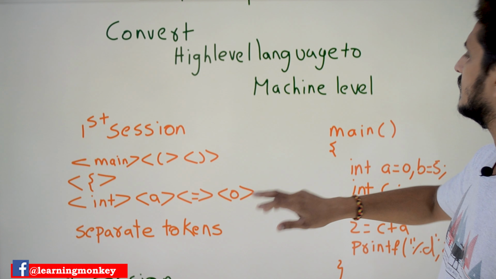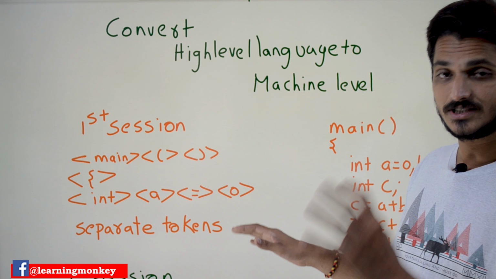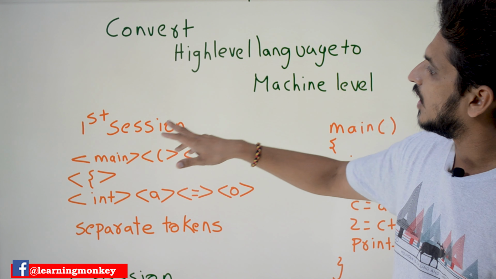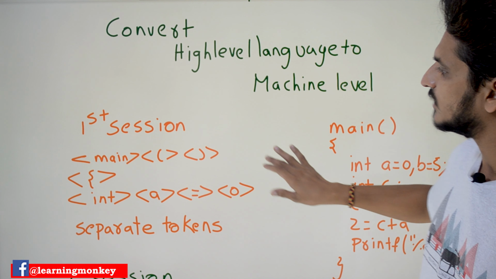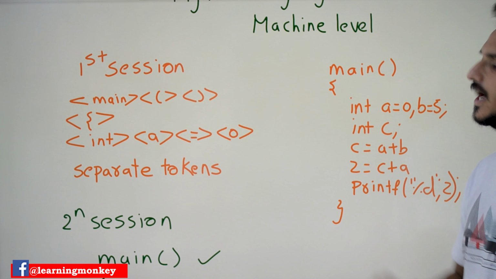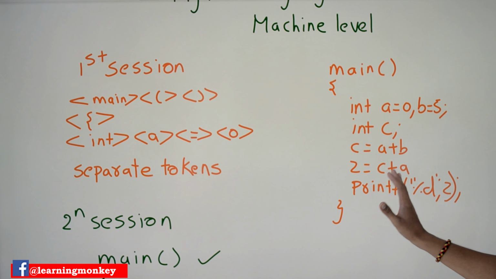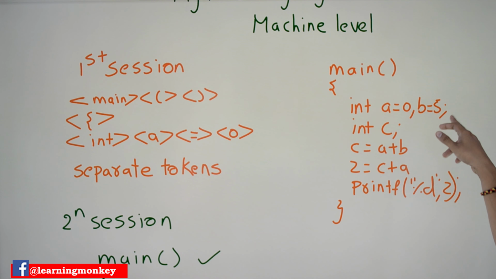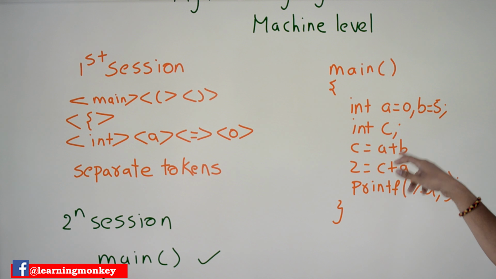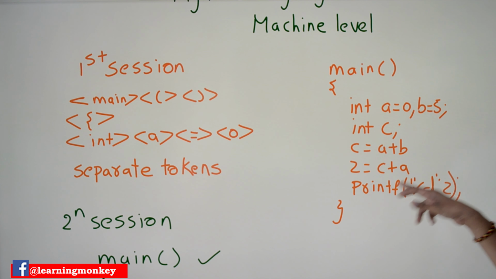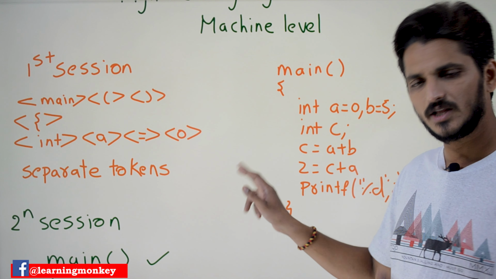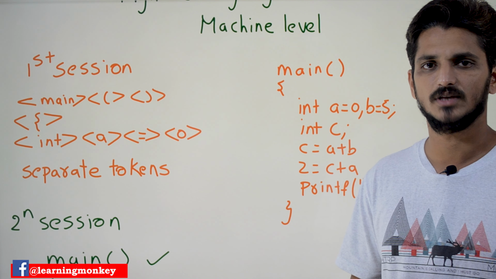Now we'll take an example and understand step by step what the syllabus is going to cover. In the first session of compiler design, let's take a high level language example. We are going to take C programming: main, int a = 0, b = 5; int c; c = a + b; z = c + a; printf("%d", z). This is a high level programming language. You can take any high level programming language.